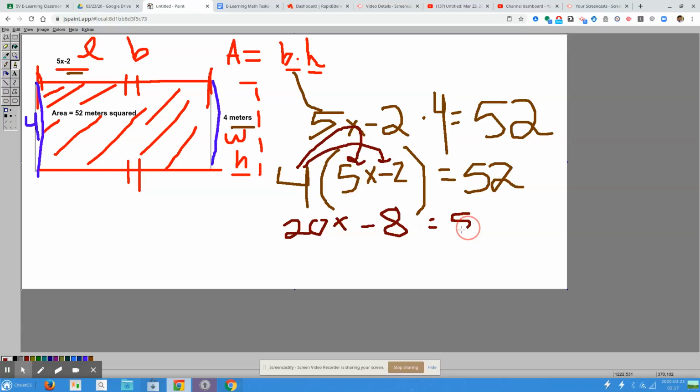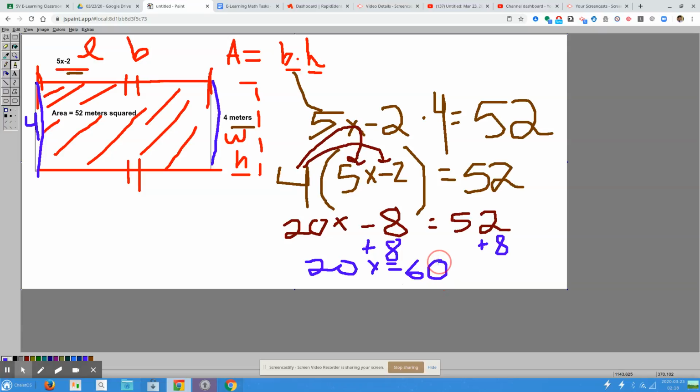From this point, I'm just going to solve the equation. I'm going to use balancing. I've got a coefficient on this side, and I've got a constant over here. I'm going to remove my constant. I'm going to cancel it out. I'm going to add 8 over here and add 8 over here. Before you know it, what we have now is 20x is equal to 60.